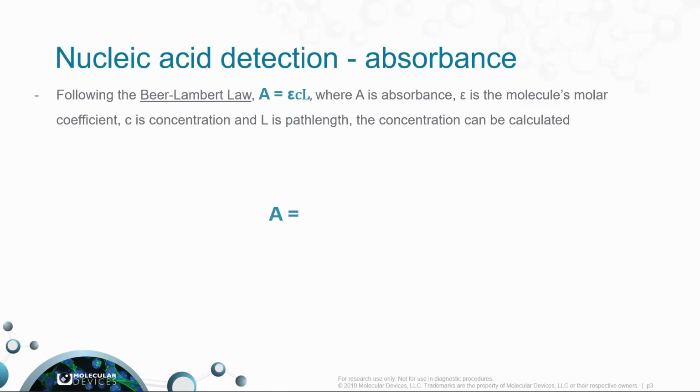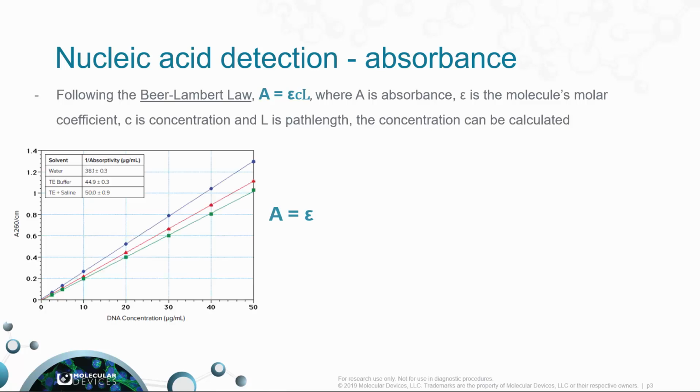Absorbance will be measured by the plate reader. The extinction coefficient is a factor which depends on the solvent used. As you can observe in the graph, we have determined the coefficient of the three most commonly used buffers: water, TE buffer, and TE in saline. If in your assay you are using a different buffer, it can be easily calculated using a positive control. And finally, the path length, which using our patented PathCheck is being normalized to 1 centimeter.